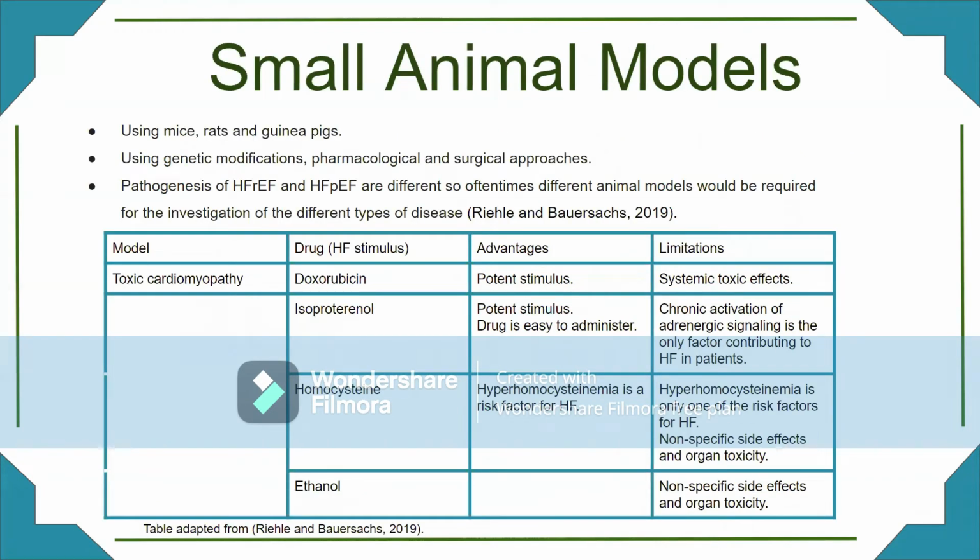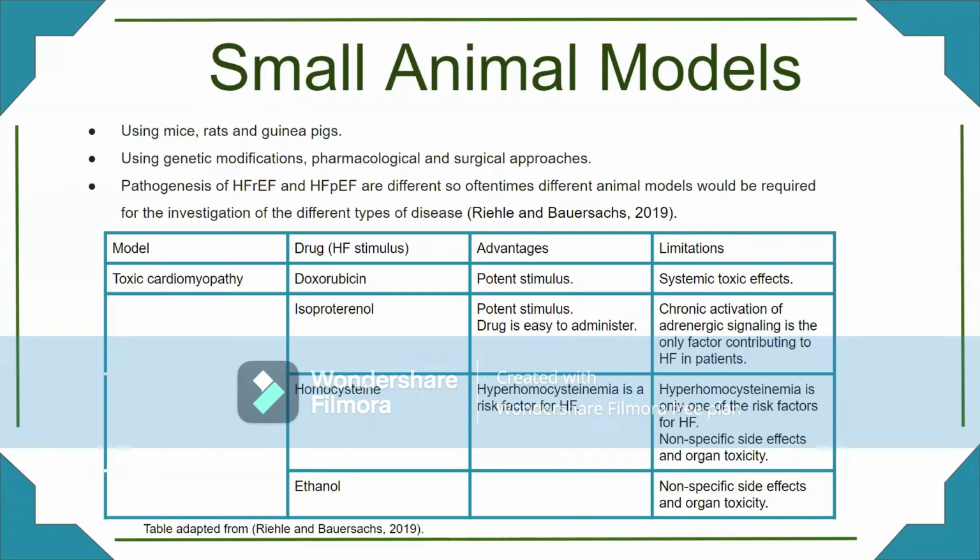So animal models of heart failure include both small and large animals. First, we're going to discuss small animals. They include mice, rats, and guinea pigs. Small animal models are used to improve our understanding of the disease and help with the development of potential therapeutic treatments. They are established through genetic modifications, pharmacological and surgical approaches, or a combination of a few. The pathogenesis of heart failure with reduced ejection fraction and heart failure with preserved ejection fraction are different, so oftentimes they have to be investigated in different models.